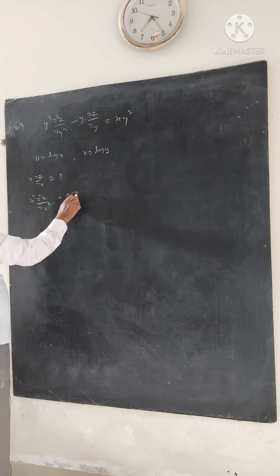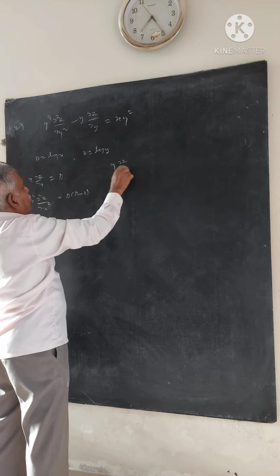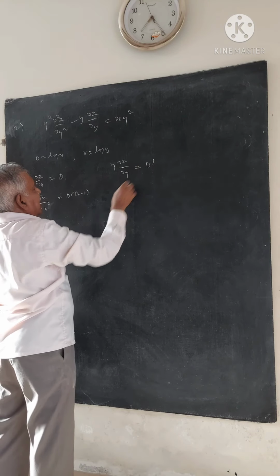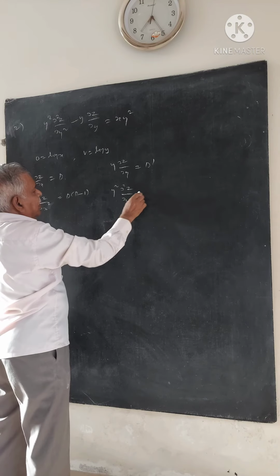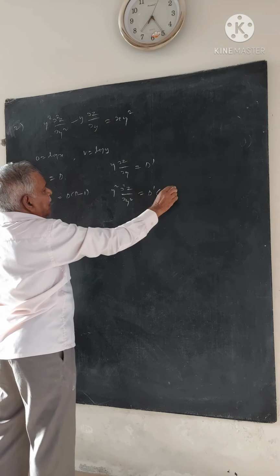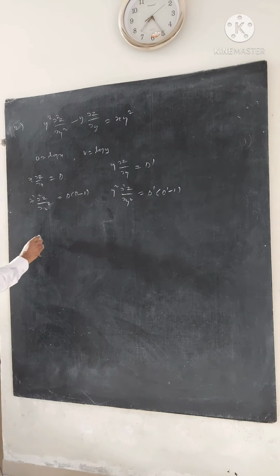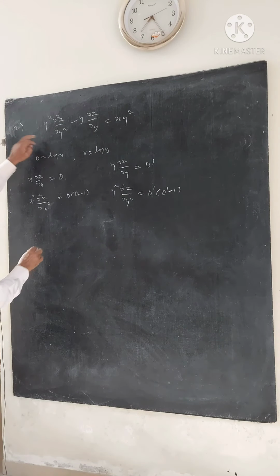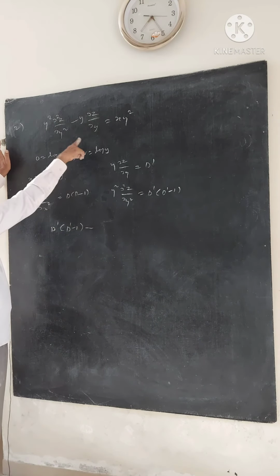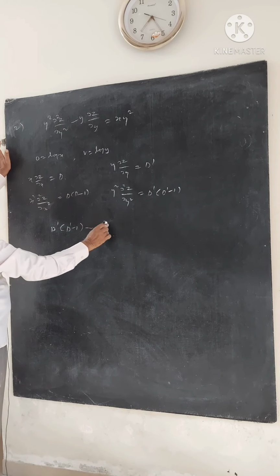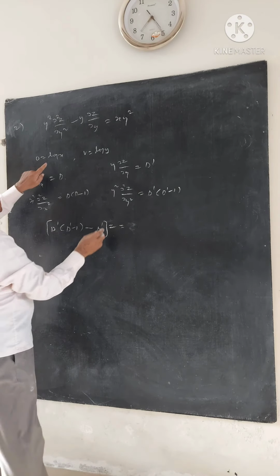Equal to d into d minus 1. Similarly, y ∂z/∂y equal to d dash, y square ∂²z/∂y² equal to d dash into d dash minus 1. Applying this in the sum, y square ∂² equal to d dash into d dash minus 1, and y ∂/∂y is d dash of z equal to x.